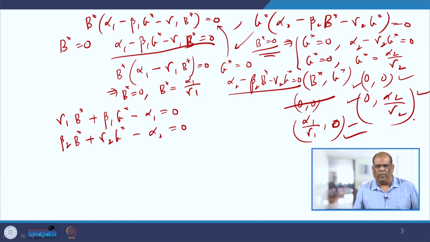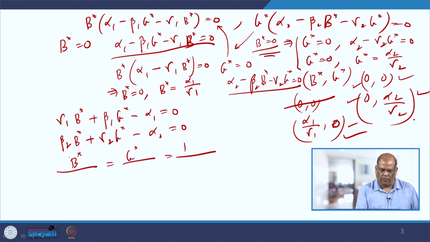You can solve by any method. I use the method of cross multiplication. So, B star by G star by 1 by. If I take B star, then this by this. So, alpha 1 gamma 2 minus alpha 2 beta 1. For G star, it will be reversed.